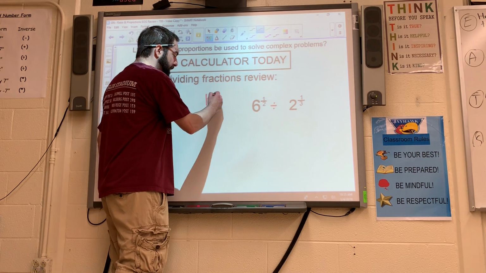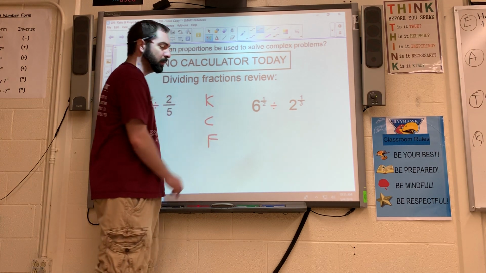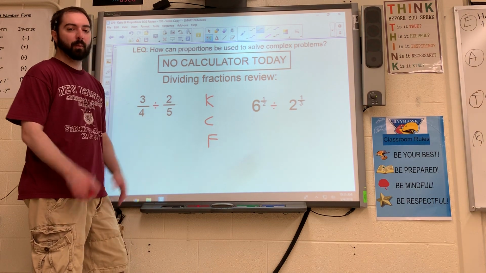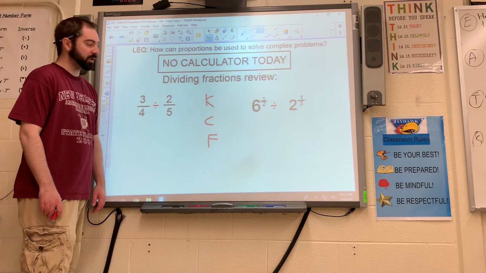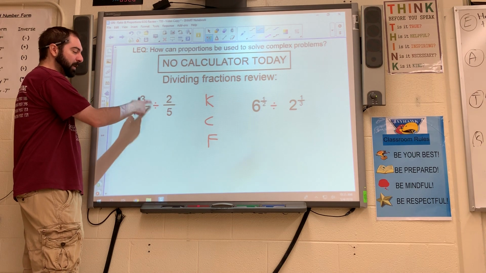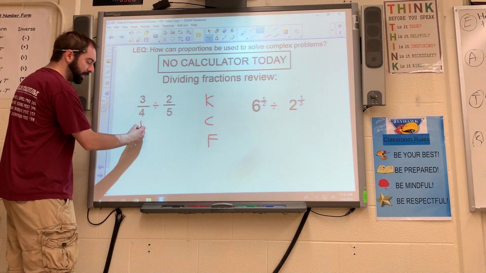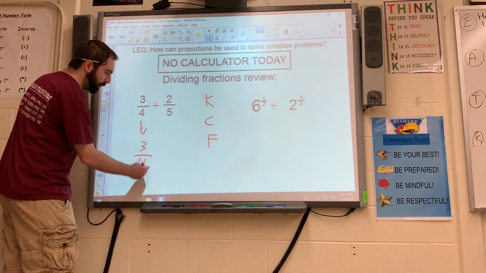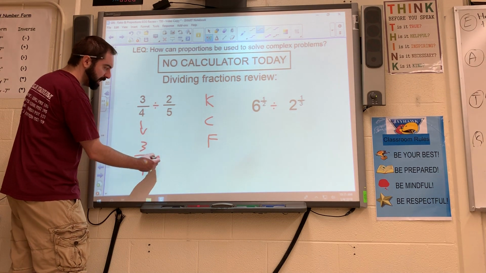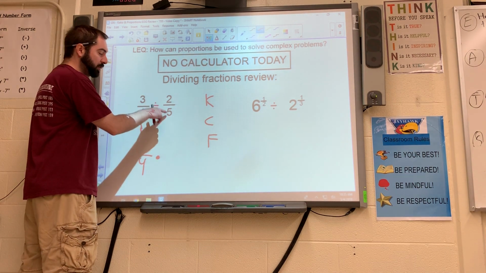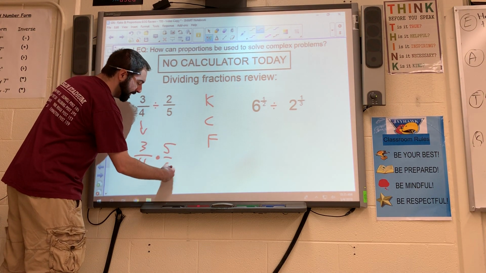Most people learn keep, change, flip. If you learn same, change, opposite, keep, flip, change. There's a bunch of different ways to remember it, so use your strategy. Remember, we always keep the first fraction. So if I have 3/4 divided by 2/5, I'm going to keep 3/4. 3 over 4. Division becomes multiplication. And I flip the reciprocal of my fraction. So 2 over 5 really becomes 5 over 2.